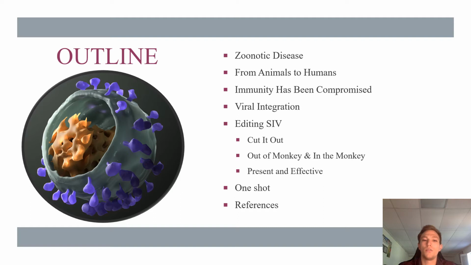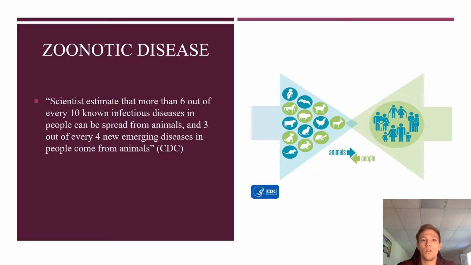in which they use CRISPR to cut out specific regions of the genome, both ex vivo and in vivo, along with in vitro testing. And then they provide the results and conclusions of how it is both present and effective within the body. And then I'll give you some take-home points, mainly that it is a one-shot manner, along with my references. So to begin, what is zoonotic disease?